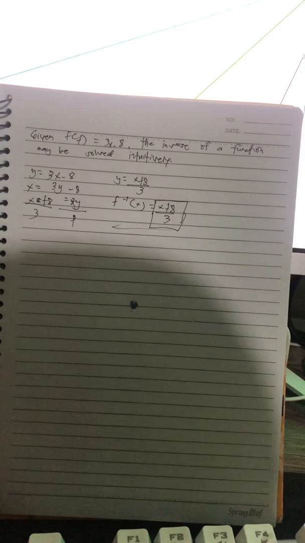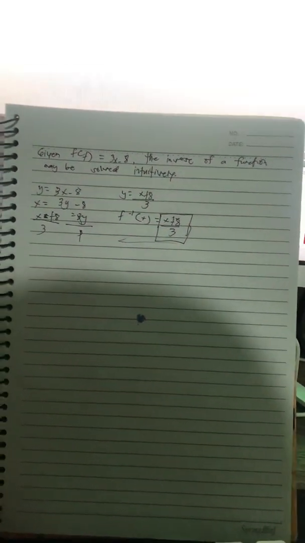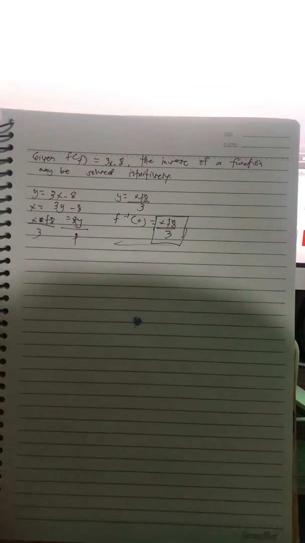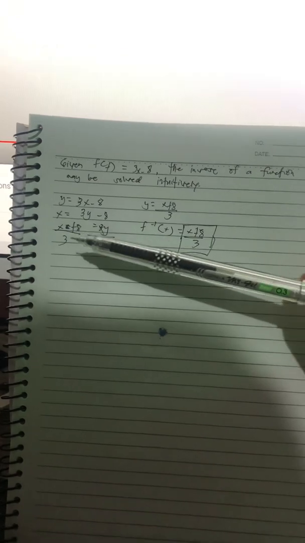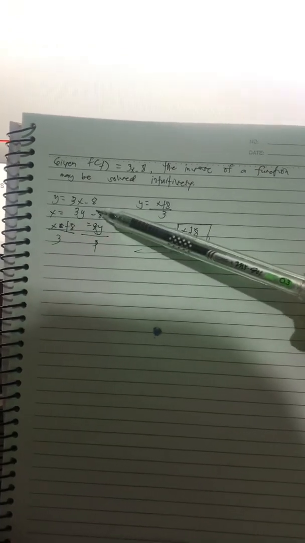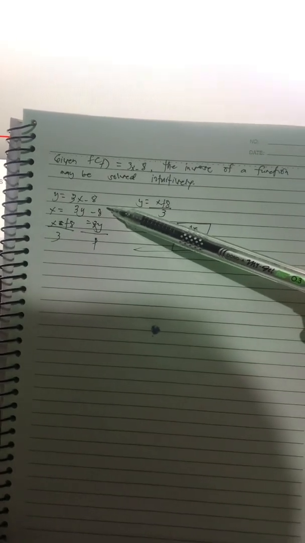This is my problem in inverse one-to-one functions. Given f of x is equal to 3x minus 8, the inverse of a function may be solved intuitively. So here we have y is equal to 3x minus 8. We need to interchange it, so the y will become x and the x will become y. Then we should solve for y in terms of x by dividing both sides by 3.